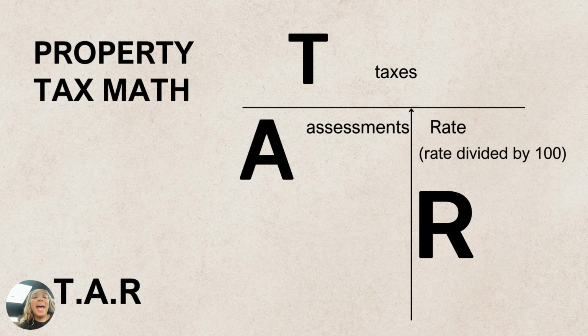So property tax math. So when it comes to property tax, remember TAR. T is at the top for taxes. A is for assessment. R is for rate. This is when you're using the T chart. So you will always put the tax at the top, the assessment, the rate.